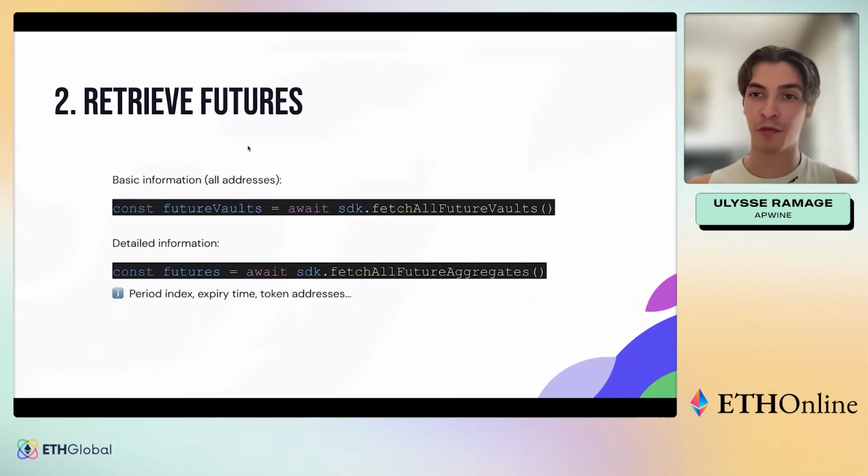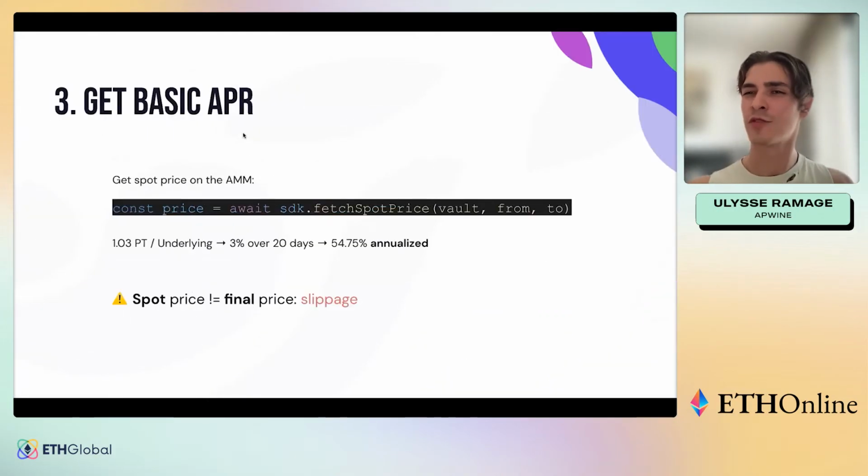So now for step 3, now that we have all the assets and all the addresses of the futures, what we want to do is get the basic APR for a specific asset. And for this workshop, we will be using the staked ETH strategy.